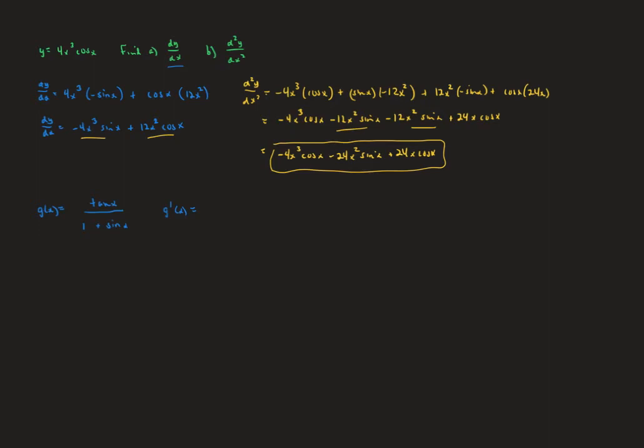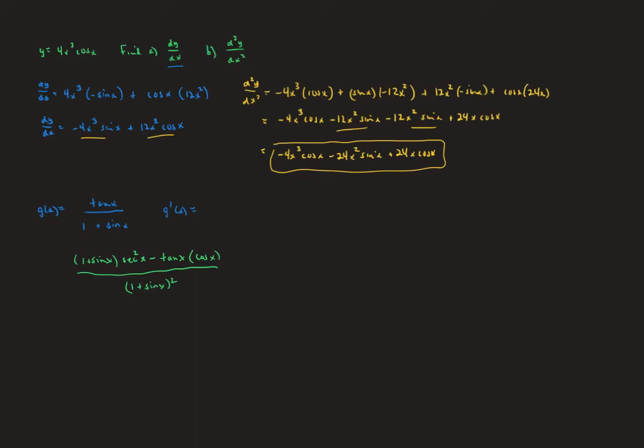Here we have g of x is tangent x over 1 plus sine x. So to find g prime of x, we're going to need to use our quotient rule. So we are going to take our denominator, 1 plus sine x, times the derivative of the numerator, and the derivative of tangent x is secant squared x, minus the numerator, tangent x, times the derivative of the denominator, which is going to just be a cosine of x, all over the denominator, 1 plus sine of x squared.